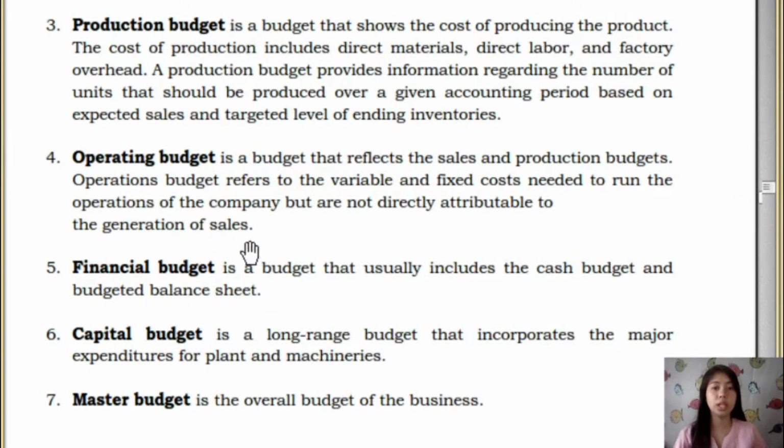So overall, operations ng business, including administrative costs, bayad kila admin staff, kila HR, kila managers, so everything. So, napapasok siya kay operating budget.